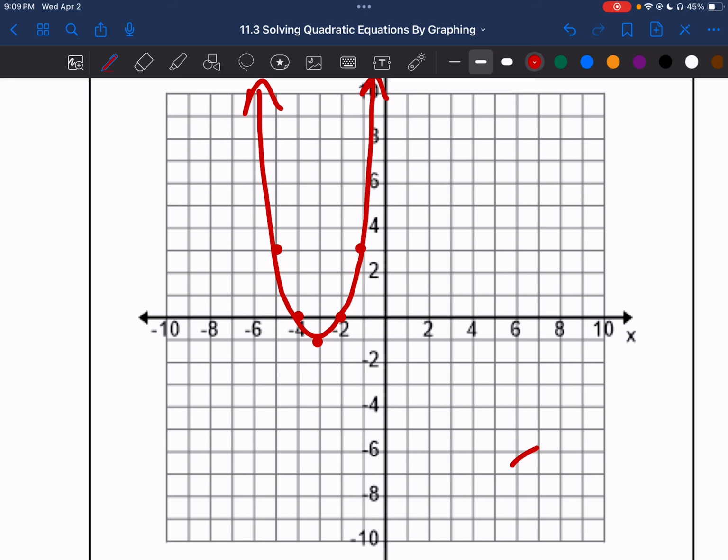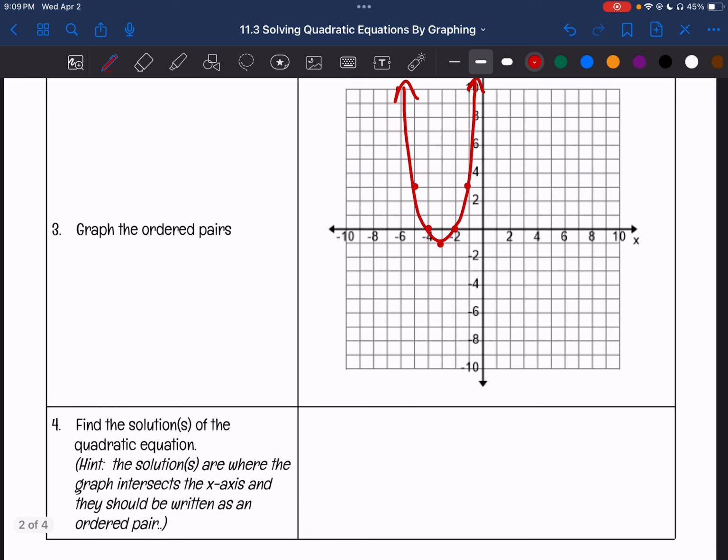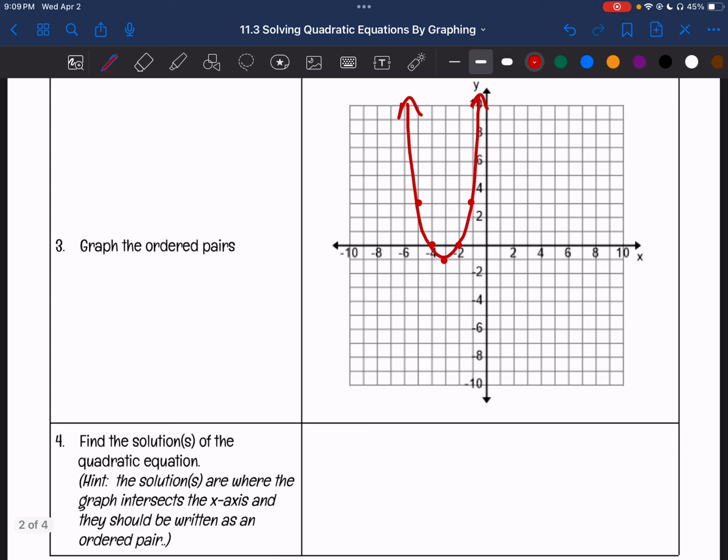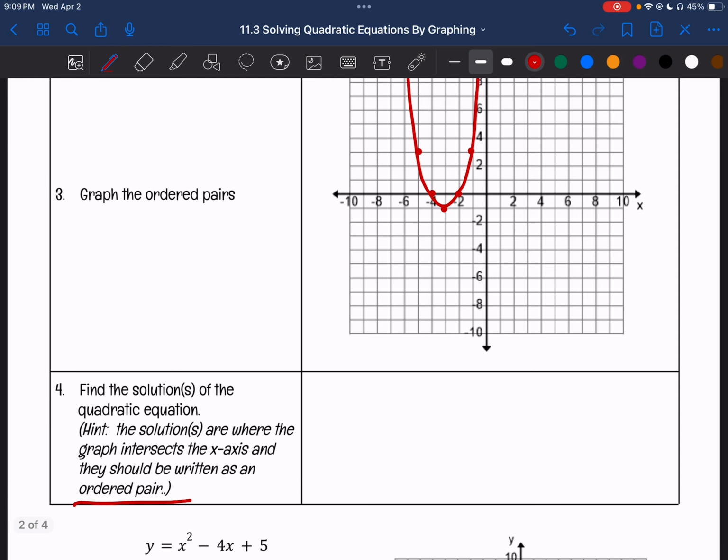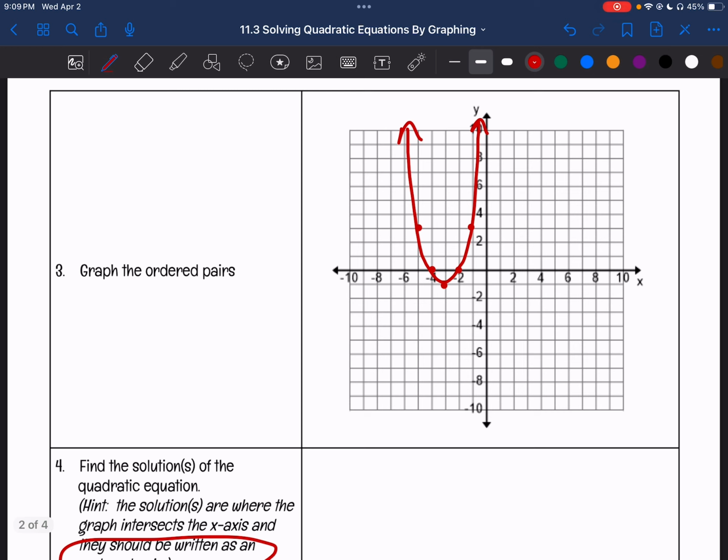Now, once we have our graph plotted, we need to find the solution. So where are we intersecting the x-axis? And here's a key, they should be written as an ordered pair. So where do we cross the x-axis? We cross the x-axis in two places, right here and right here.